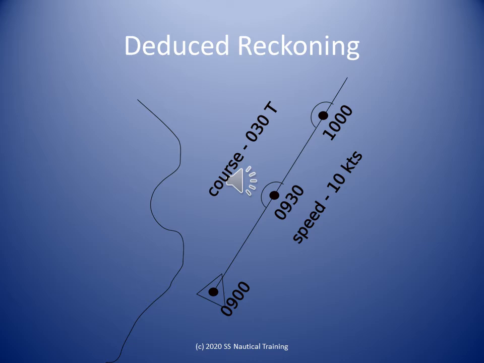Since the development of radio technology, various forms of electronic navigation have also been developed, the best known of which is the satellite-based global positioning system. Navigating by external reference points is more accurate, but dead reckoning is the fallback when all else fails.